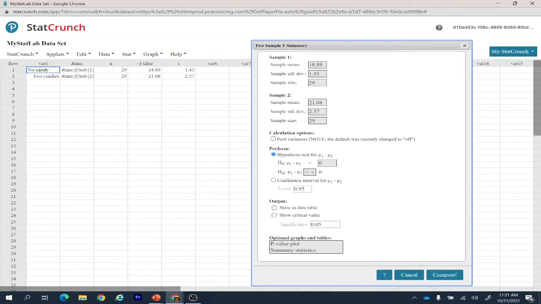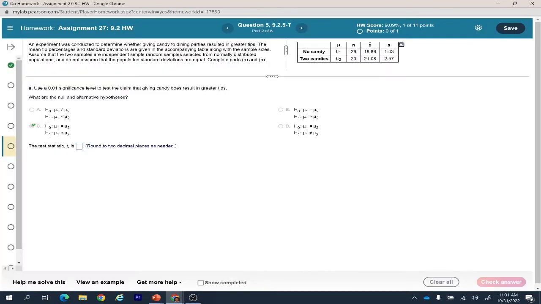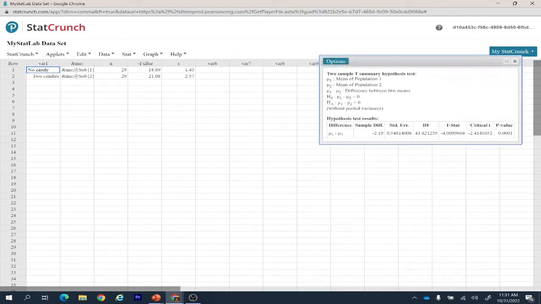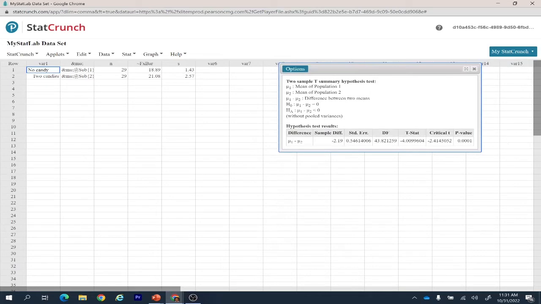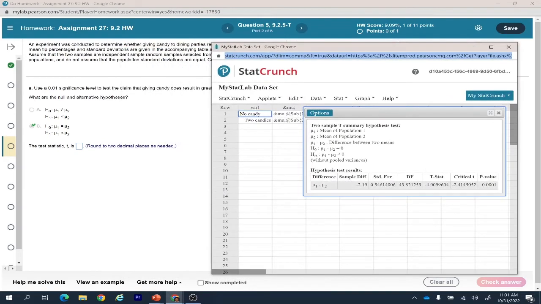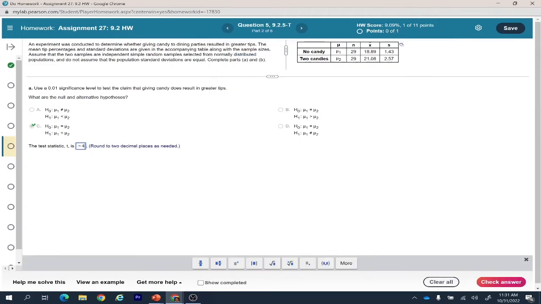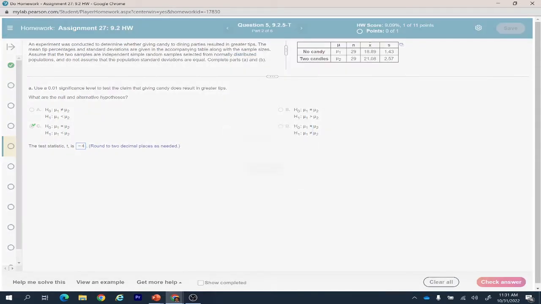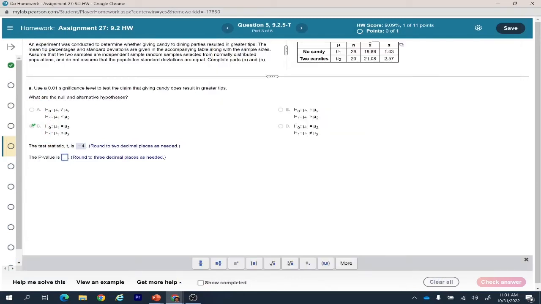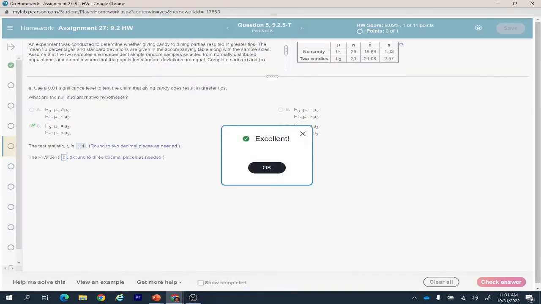Okay, and now if you go back to the problem, it says to use a 0.01 significance level. So compute. It gives you the T stat. That means it's the test statistic here. The value is, where is the value? It's negative 4.00, so it's negative 4. If you round it to 2 decimal places, it's negative 4. Excellent. What is the p-value? You go back to the same place and you see that the p-value is 0.0001. If you round it to 3 decimal places, it should be 0.